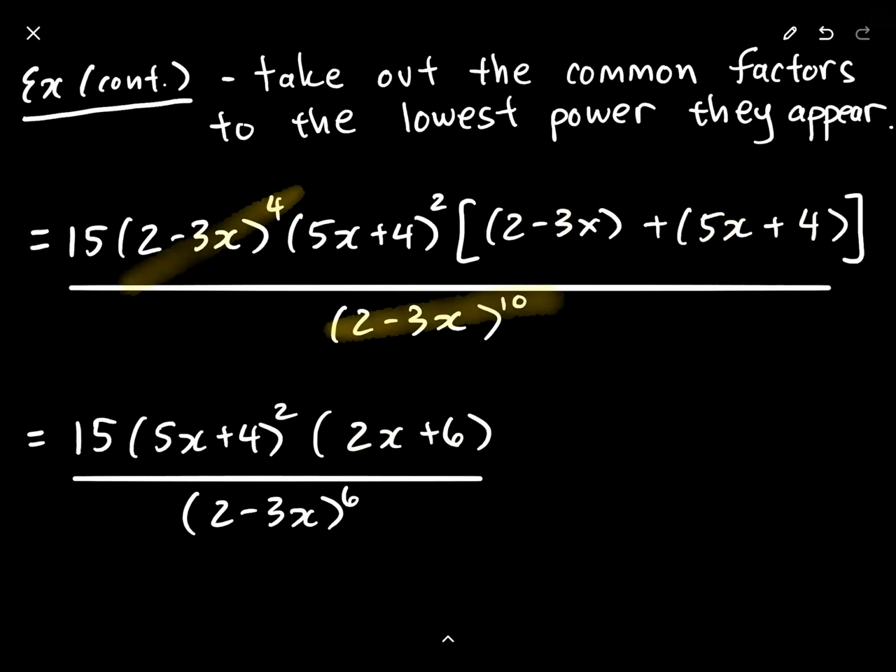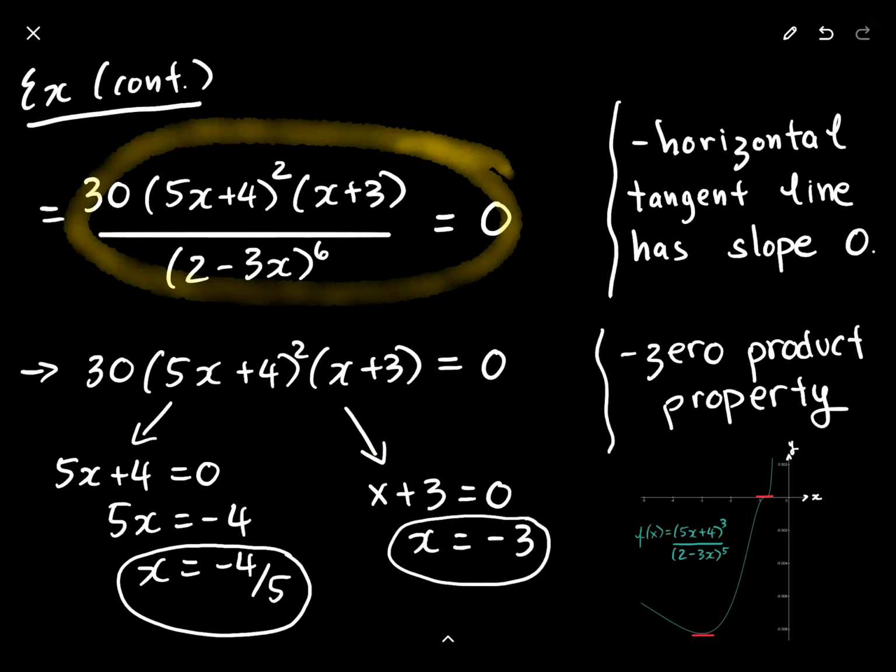Also, we can cancel 2 minus 3x to power 4 from the top and bottom. So then we are left with 2 minus 3x to power 6, since 10 minus 4 is 6. And finally, we have a common factor of 2 in the bracket 2x plus 6, so we can take that out in the front, and 15 times 2 will be 30. So we can set the derivative equal to 0 and solve for x.